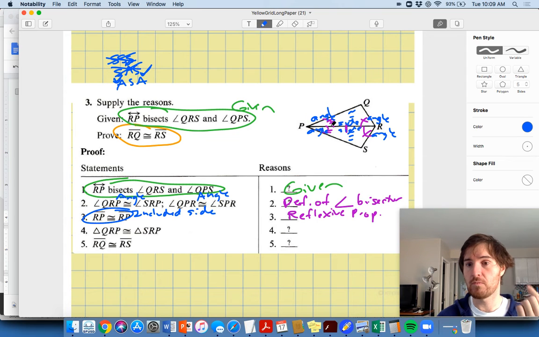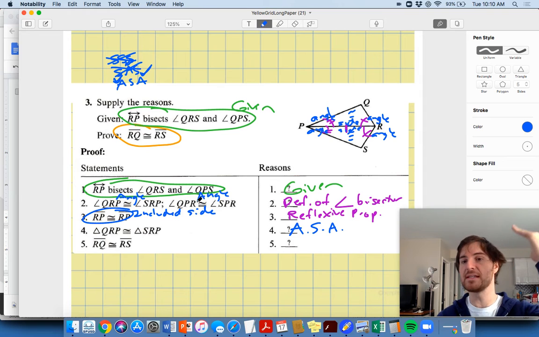So what is the shared side they have in common? Well, it's this PR, right? That segment right there is shared between the two. It's on both sides of those angles here. Okay, so that's the included side. So because of this, the reason why we know the triangles are congruent is by ASA. Okay, ASA. Angle, side, angle.